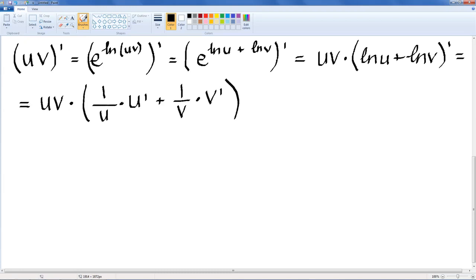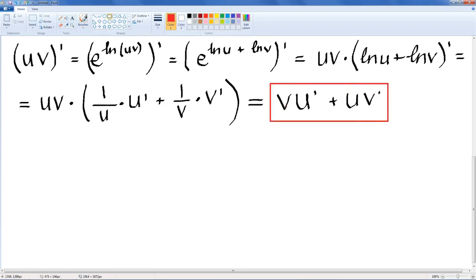And now you just factor in, and you notice that if we put uv here, then here u is going to disappear, and in the first term we're going to have v u prime, plus, and here the v's are going to cancel out, and we're going to have u v prime. That's it. That's the answer, and we have proved the product rule, and that is so much easier than using the limits. And now finally, let's prove the quotient rule as well, using the same technique.